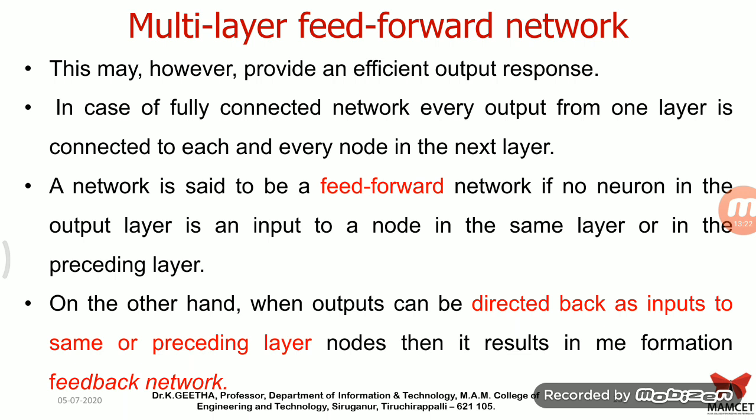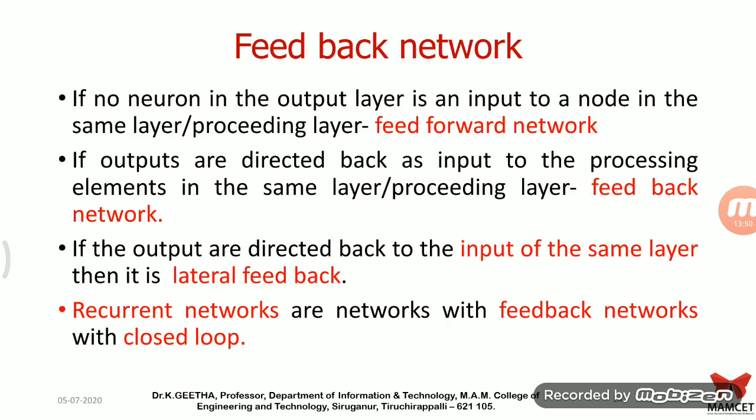In a fully connected network, every output from one layer is connected to each and every node in the next layer. A network is said to be a feed-forward network if no neuron in the output layer is an input to a node in the same layer or in the preceding layer. On the other hand, when outputs can be directed back as input to same or preceding layer nodes, then it results in the formation of a feedback network.